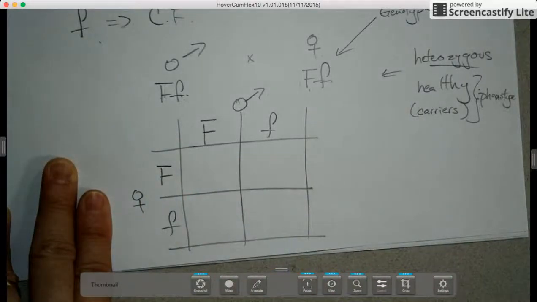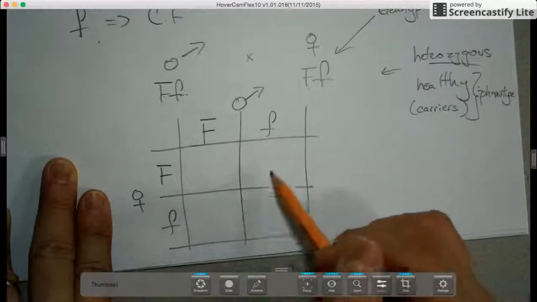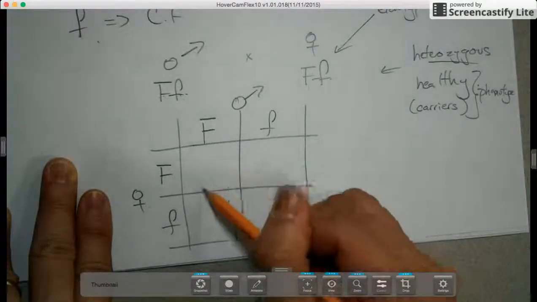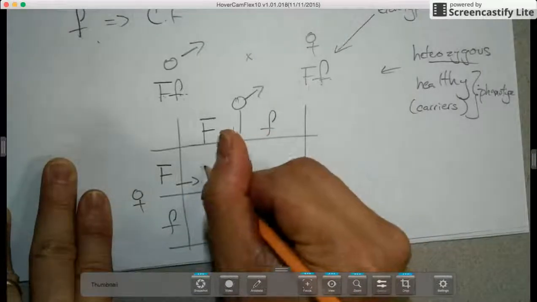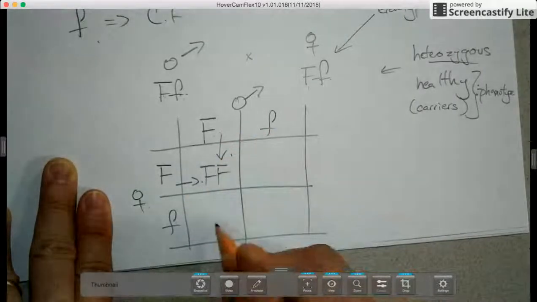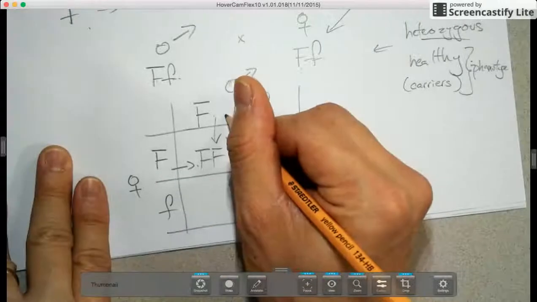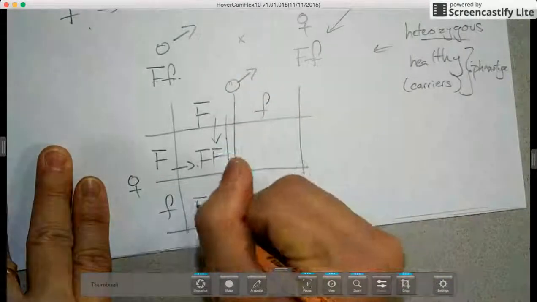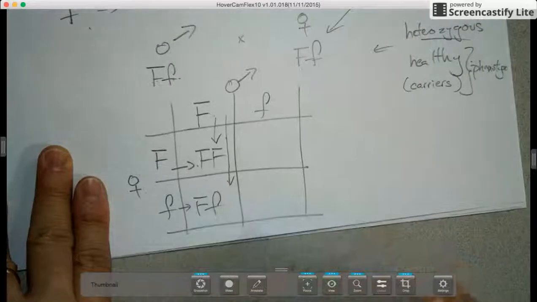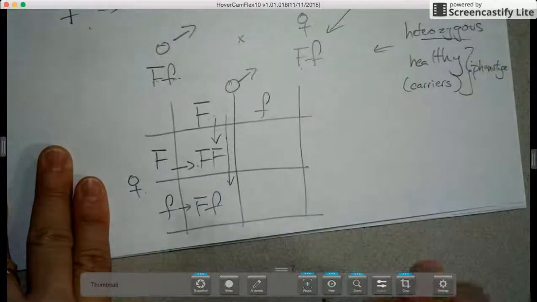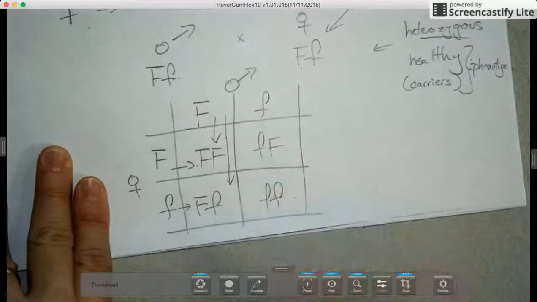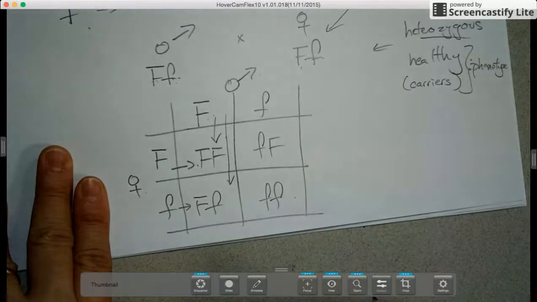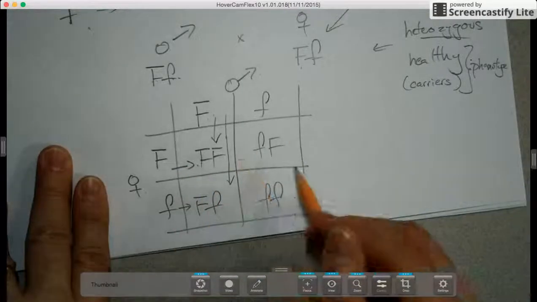Good? Now, to fill in each box, for this box you take one from your dad here, one from your mom here, so it's two big F's. To fill in this box, your dad gives you a big F, your mom gives you a small f. Same thing here: small f, big F, small f, small f. Questions?